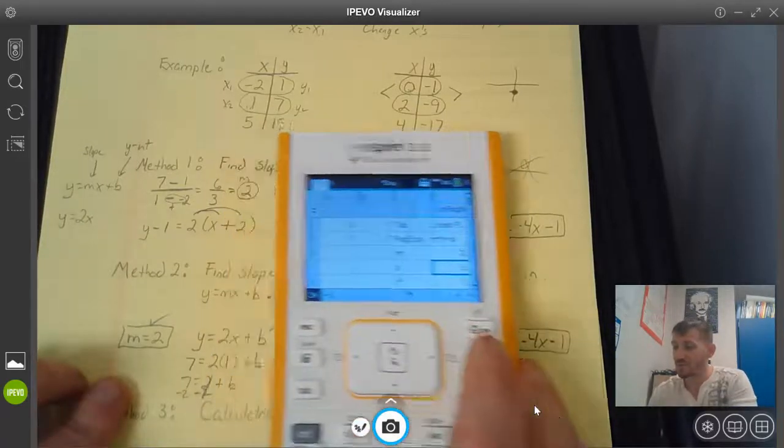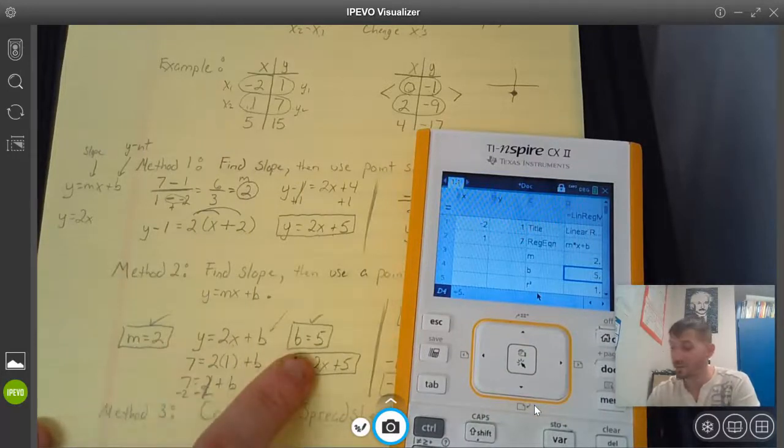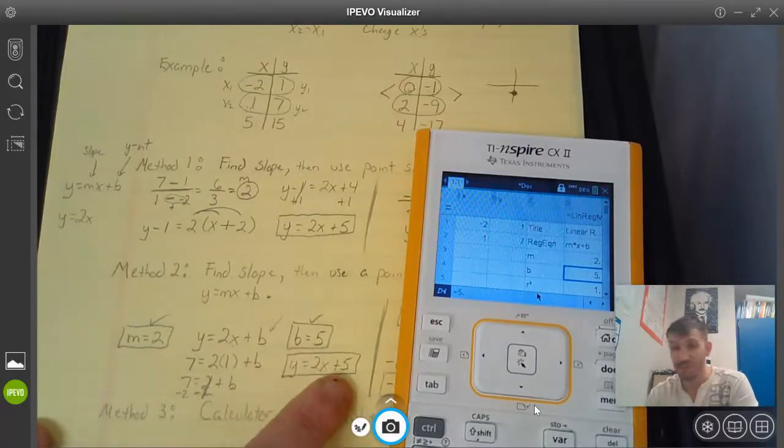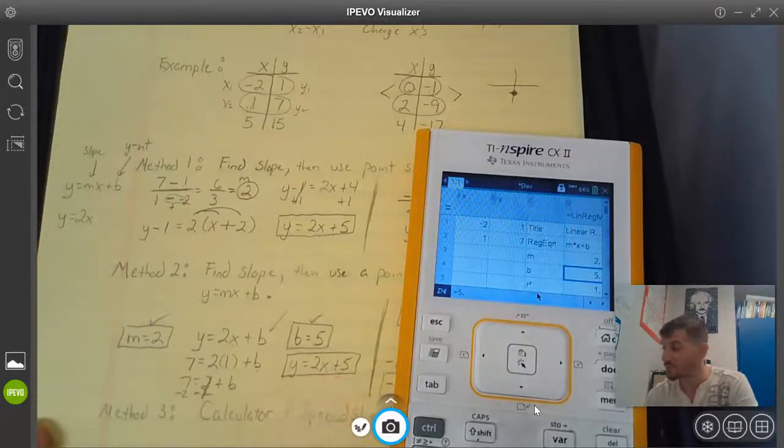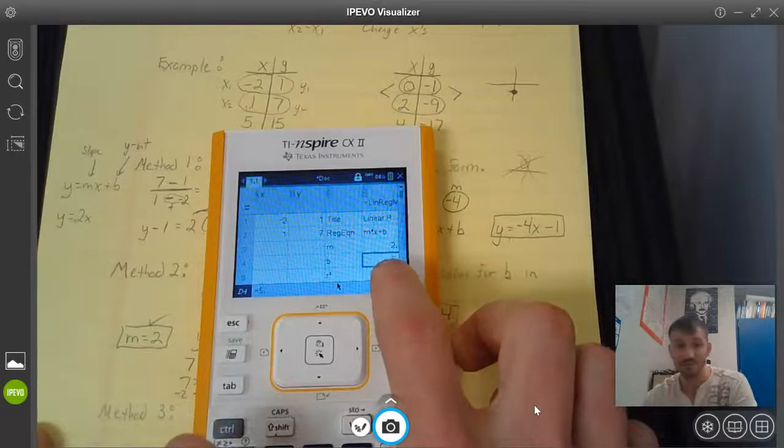That's almost the same thing we did on this method. We found M, and then we found B. So M is 2, B is 5. It's that simple. So it's mx plus b. The calculator tells you what M is and what B is.